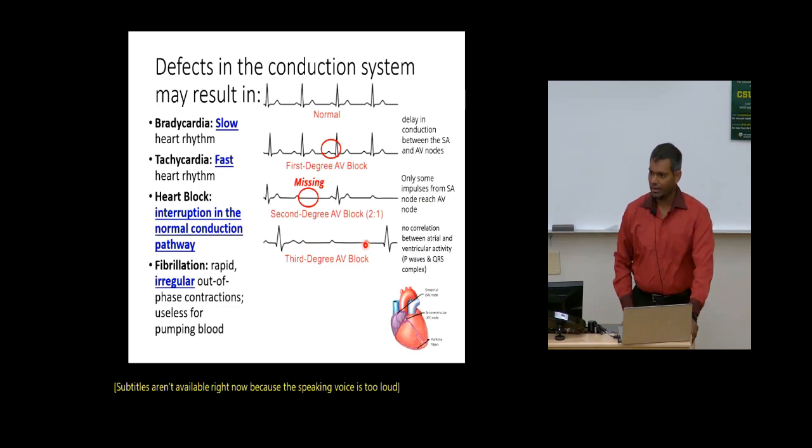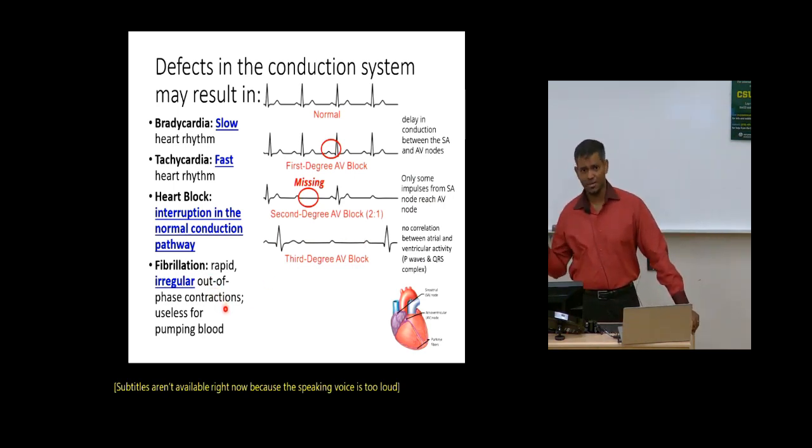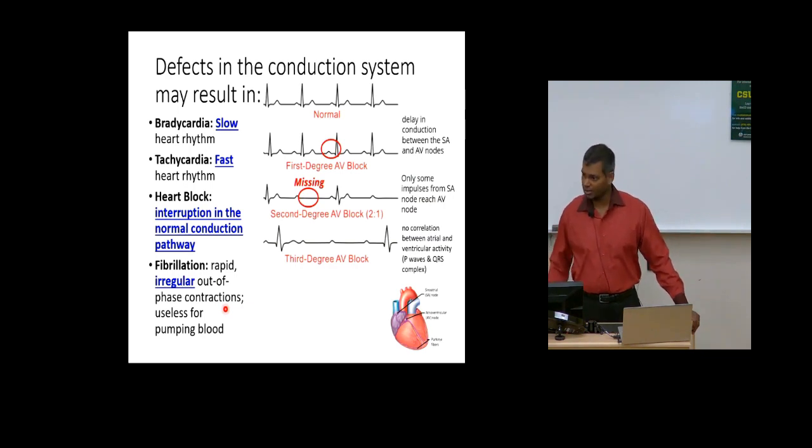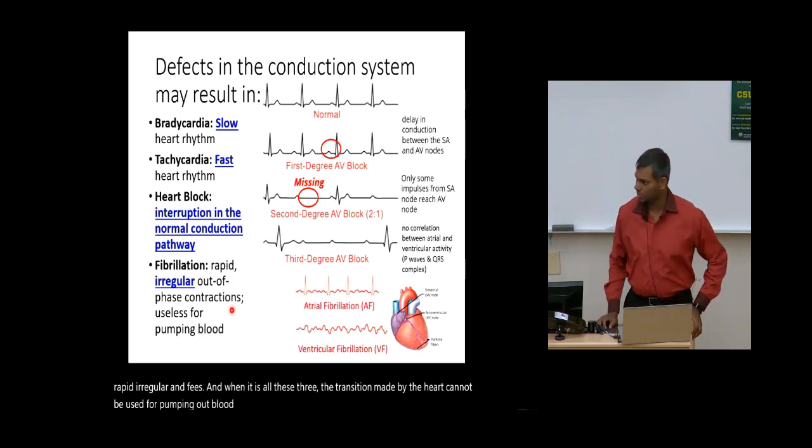And you can also determine fibrillation of the atria and the ventricles. And fibrillation is referring to the rapid, irregular, out of phase contractions. So it is rapid, irregular, and out of phase. And when it is all these three, the pressure generated by the heart cannot be used for pumping out blood. So let's look at 2 types of fibrillation.